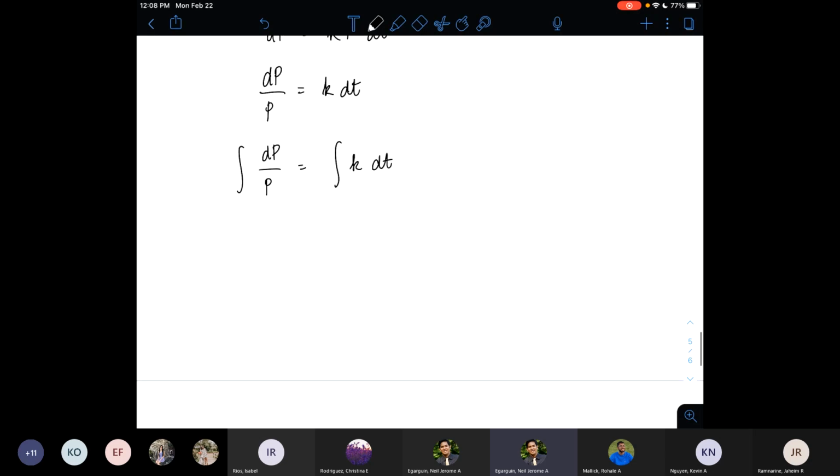I guess it's easier to integrate the right-hand side. It's k dt, so the integral would be kt plus an arbitrary constant. Let's call it c2, right? And then on the left-hand side, we have dp over p. Hopefully you still remember the integral of 1 over p with respect to p. We cannot use the power rule, but this is just the natural log of p, or the natural log of the absolute value of p, plus an arbitrary constant c1.